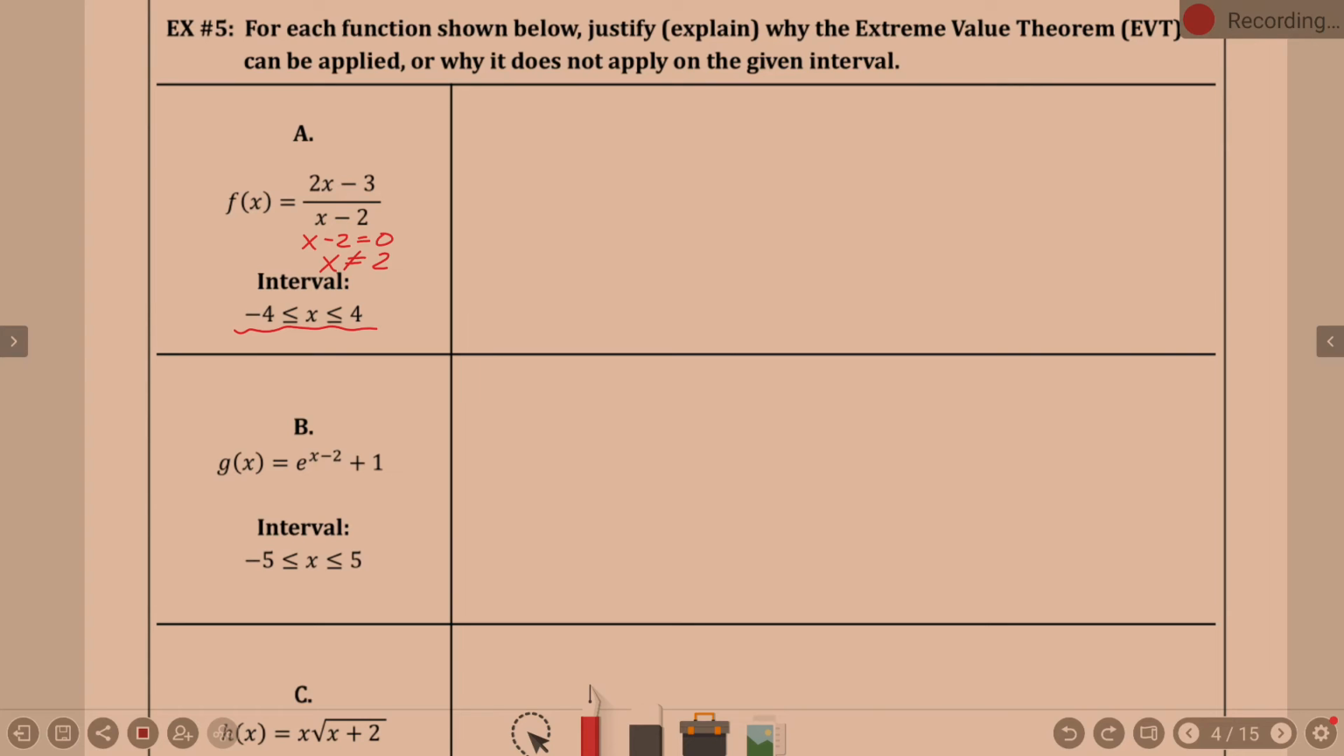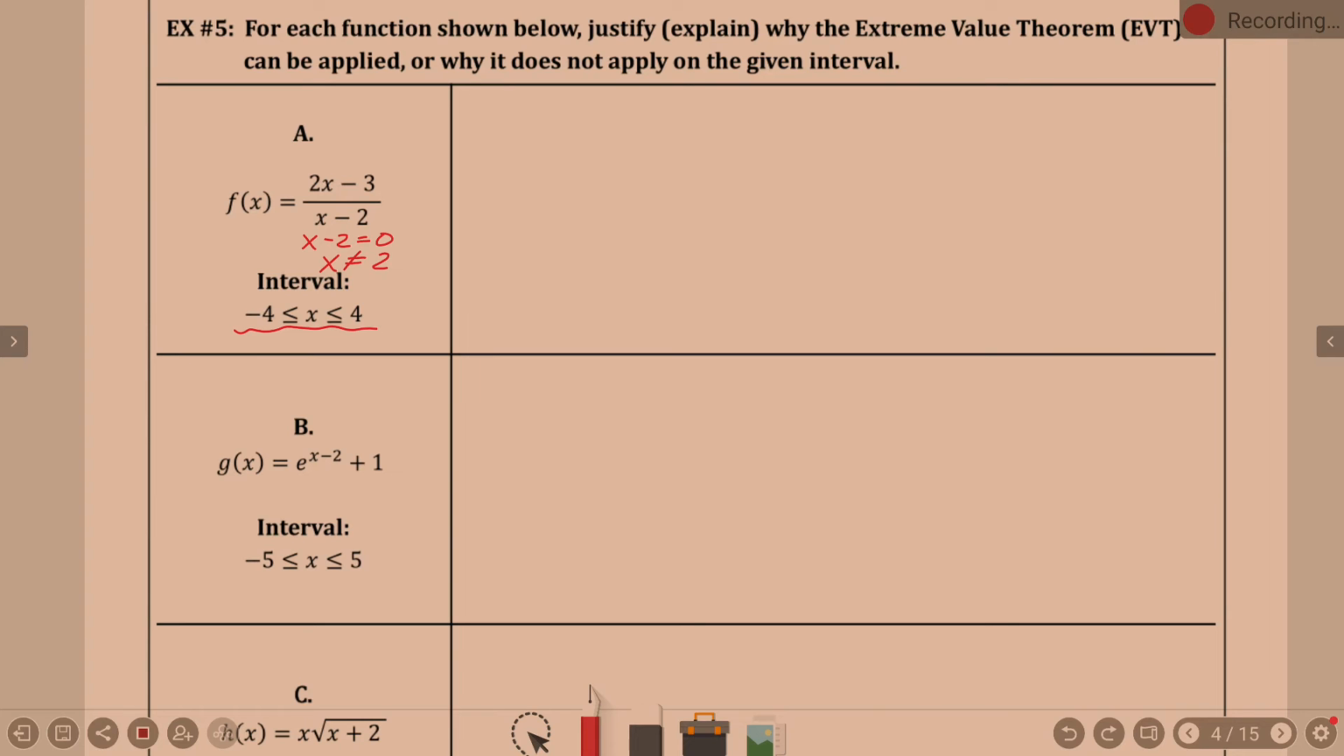So, for EVT to apply, we have to be continuous on this interval. Are we continuous from -4 to 4? No. And so, what do I have written? EVT does not apply on negative 4 to 4 because it is not continuous at x equals 2, which is contained on the interval.